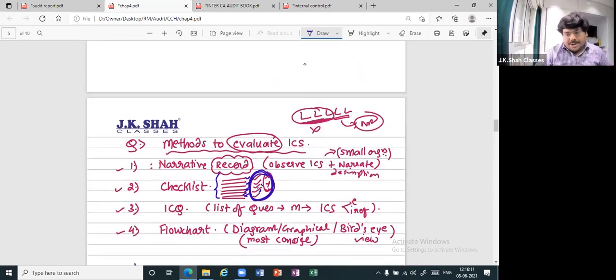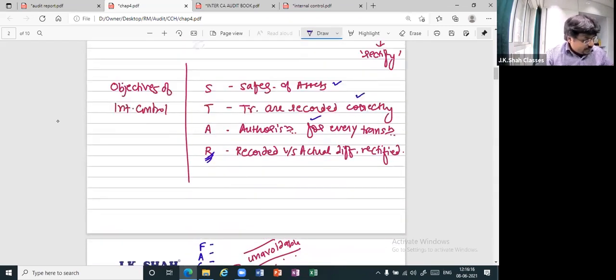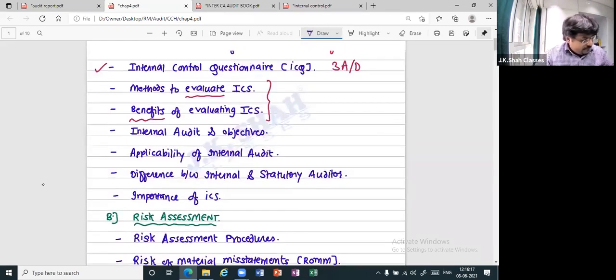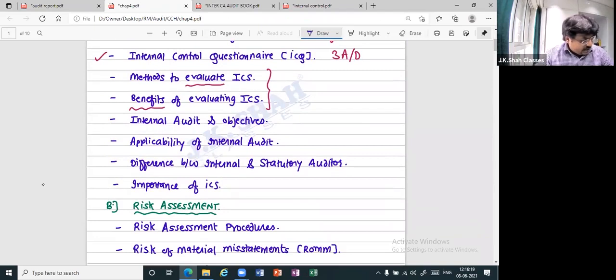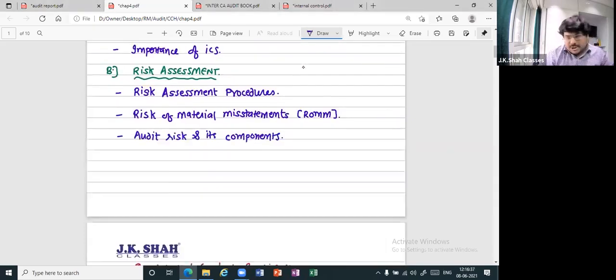Internal and statutory auditor. If you check in the scope, what we have written, wait. See, if you check here, the difference between internal and statutory auditor, that we are going to do. But before that, what we are doing now is internal audit and its objectives. Later when we meet, we will do applicability of internal audit, then the difference between internal and statutory auditor, then the importance of ICS. All cool? Acha, now listen.